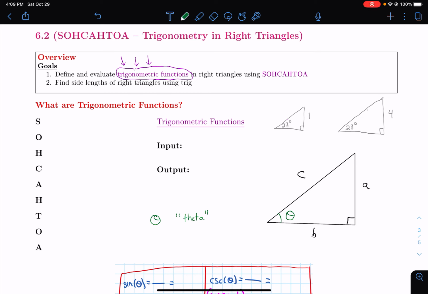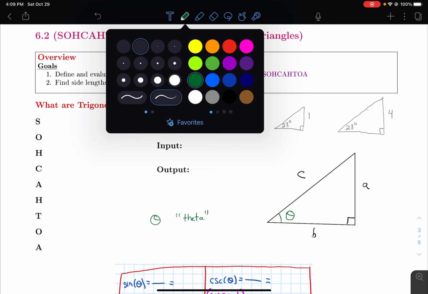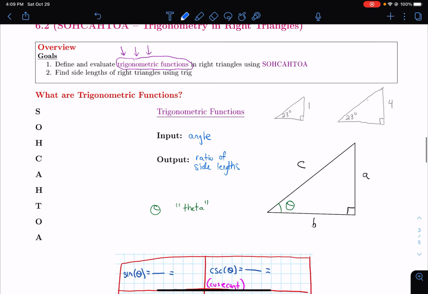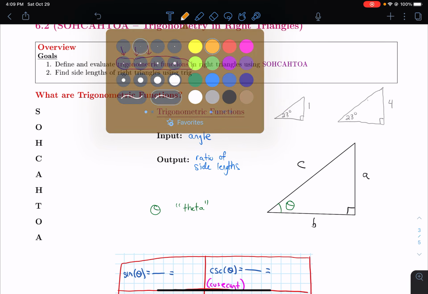Okay, and what trig functions are going to do is they're going to be functions whose input is an angle. So we're going to be plugging an angle into them. And the output is going to be a ratio of side lengths. Ratio just means two things are going to be divided. We're going to be dividing two side lengths, and it's going to involve the side lengths of this right triangle. So I'm going to label some of these side lengths.